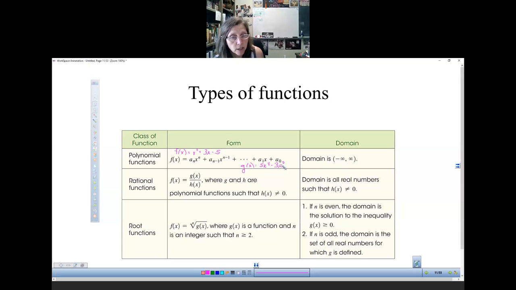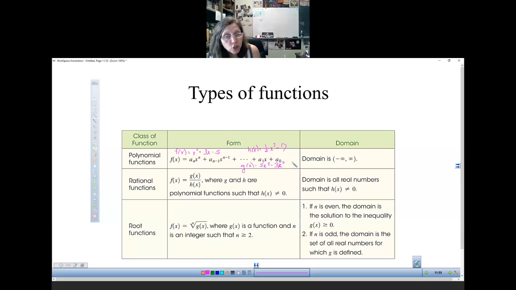There's a lovely polynomial function. I could have a polynomial function called h, and it might be 1/2 x cubed minus 7. So anything where I have an x to a whole number power, that's going to be a polynomial function. X to a negative power, all bets are off.